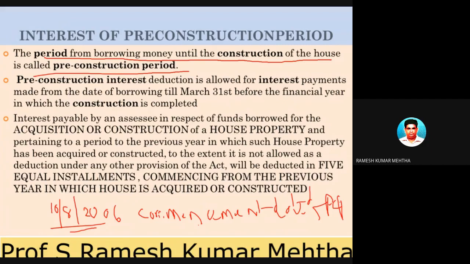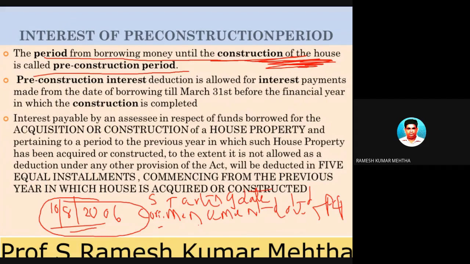The starting date or starting point of the pre-construction period is the date on which the loan was taken. So the pre-construction period is the period from borrowing the loan from the bank for the construction of the house property until the construction of the house property is completed. For example, the house property is completed on 1/8/2020, for example 2019.